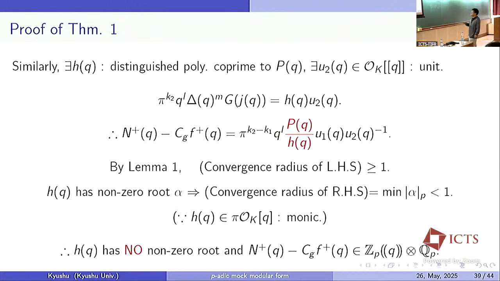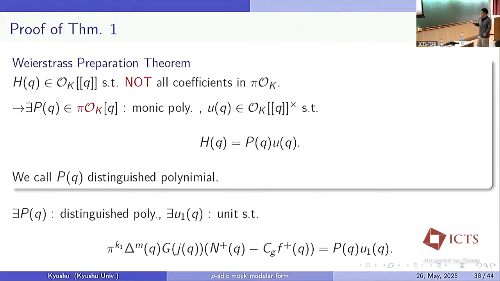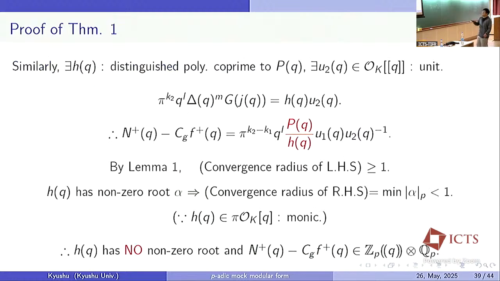Similarly, we apply the Weierstrass preparation theorem to these equations. We have that there exists a distinguished polynomial HQ coprime to PQ, and U2Q is a unit such that the left hand side is equal to HQ times U2Q. And by using these two equations, we conclude that n plus q minus CZF plus q is equal to pi times q times PQ over HQ times units. Okay?